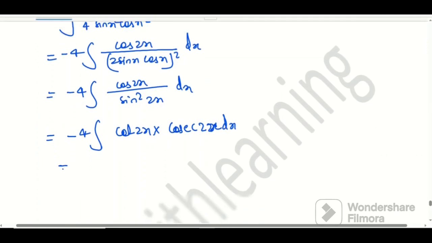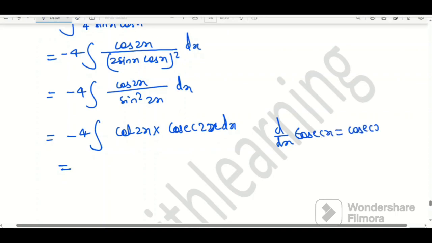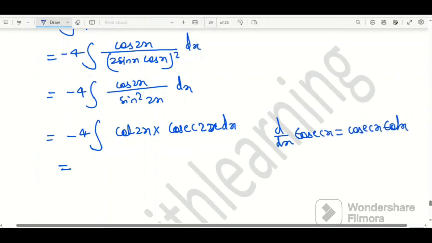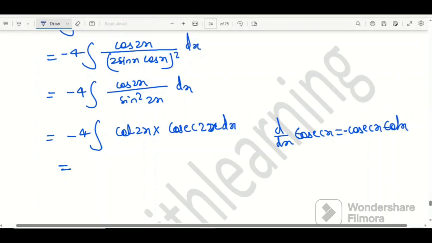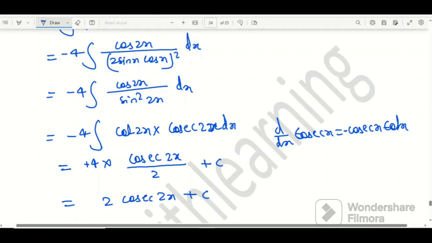And we know that the differentiation of cosec x is cosec x into cot x with negative sign. So I can write plus 4 into, I'm taking this minus inside only, so it will be cosec 2x. But 2 is there in multiplication, so now it will go in division also. Plus C. So it will be 2 cosec 2x plus C as our answer.